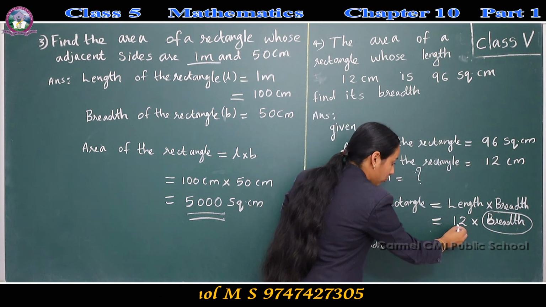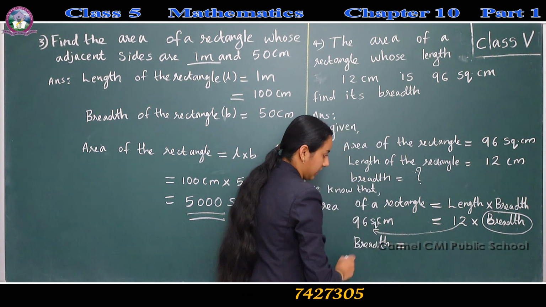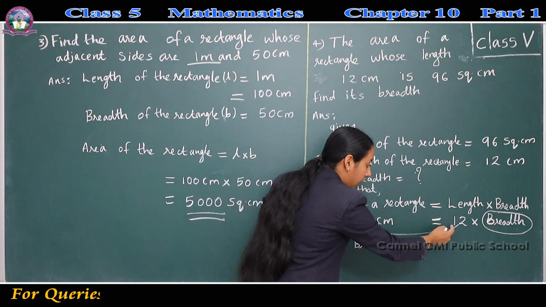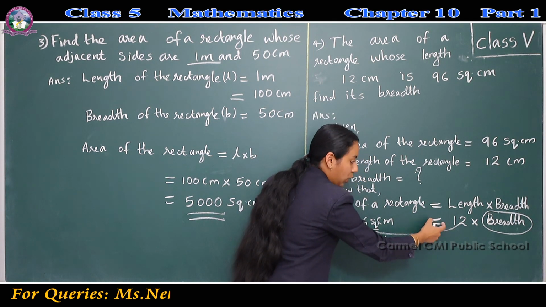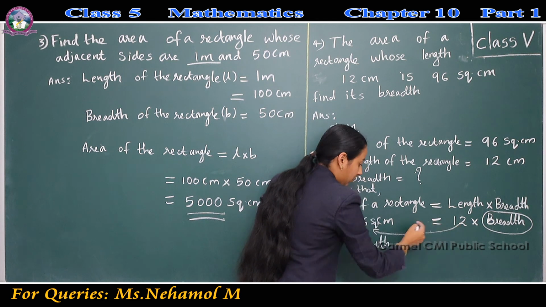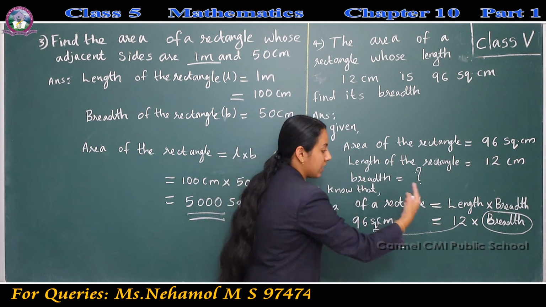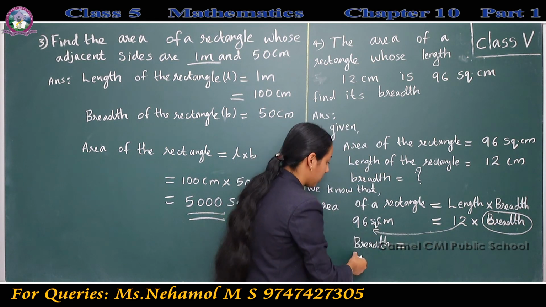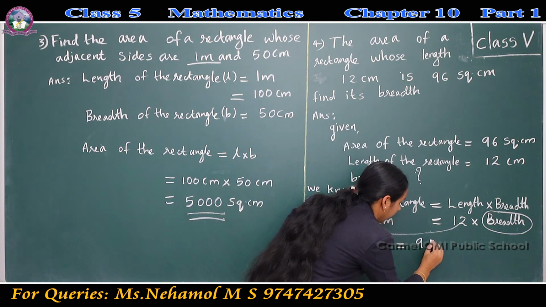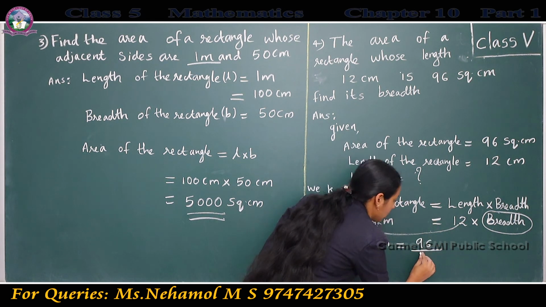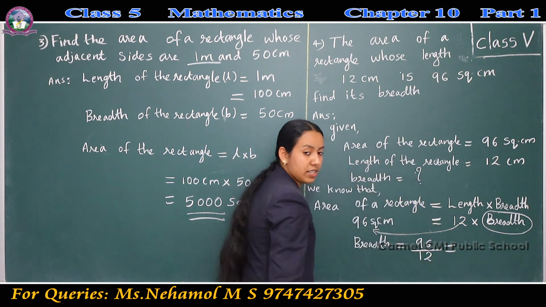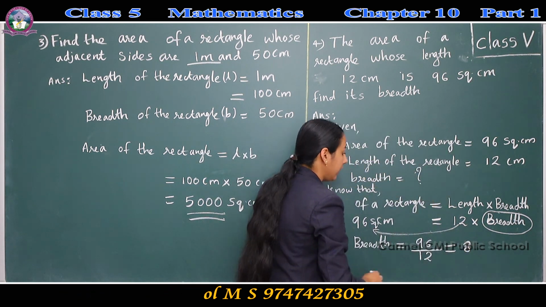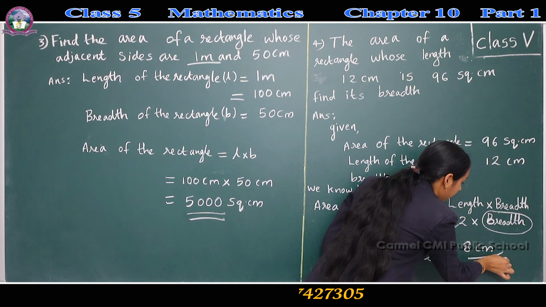So we have to take this 12 to this side. Here 12 is multiplied. On the other side of the equal to sign, we have to divide it. Since it is multiplied with the breadth, here we have to divide. So breadth is equal to 96 by 12. 96 by 12 is 8. So 8 centimeter is the breadth.